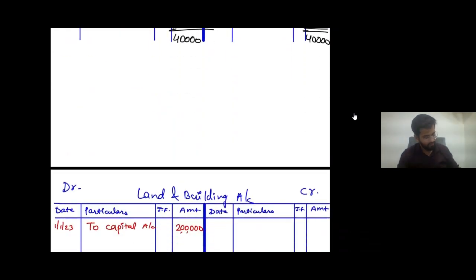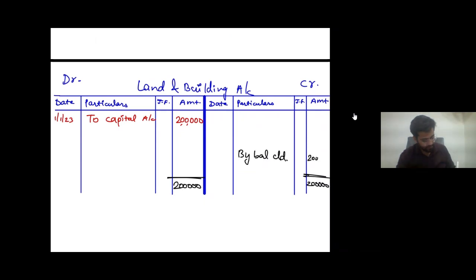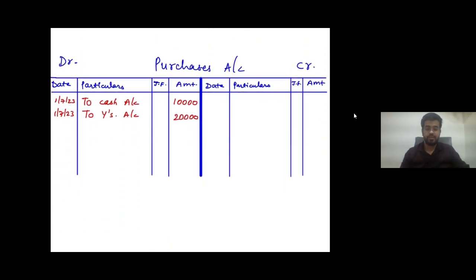Okay, moving on. Then we have land and building. We have a debit balance of how much? 2 lakh rupees. Nothing on the credit, so I will have a credit balance here. Credit balance means what? By balance carried down 2 lakh. On 31st of December 23, this will be my balance carried down. Then we have the purchases account.